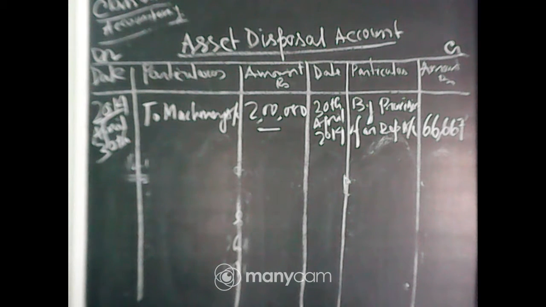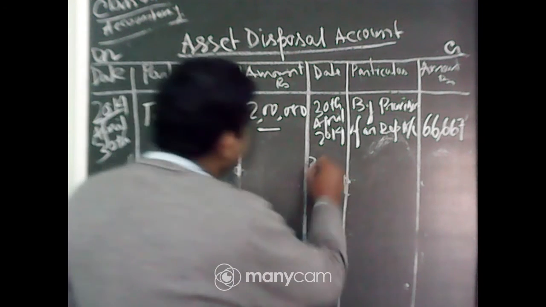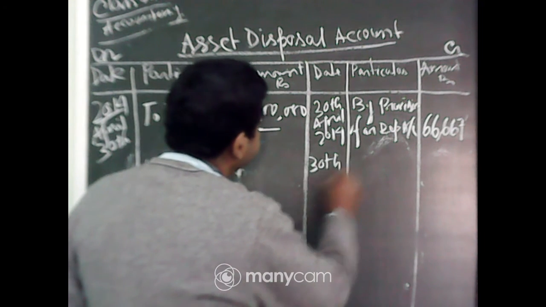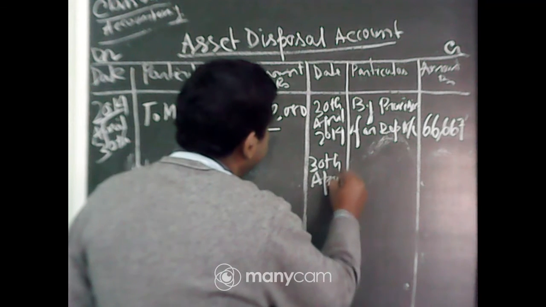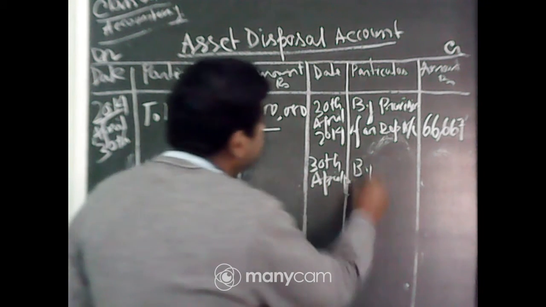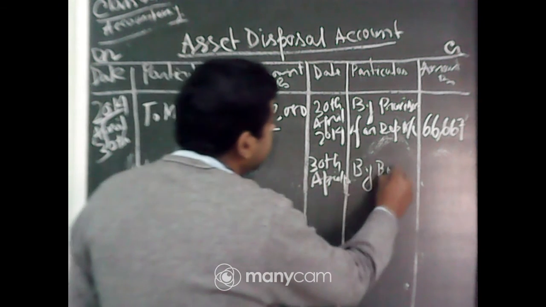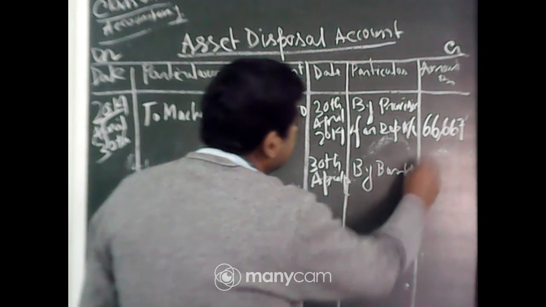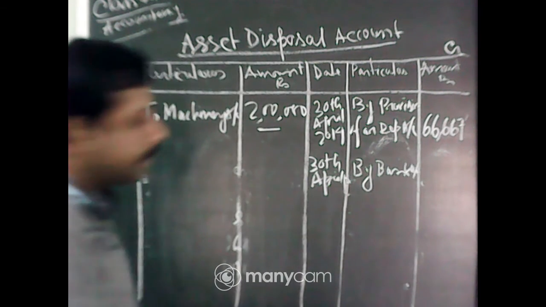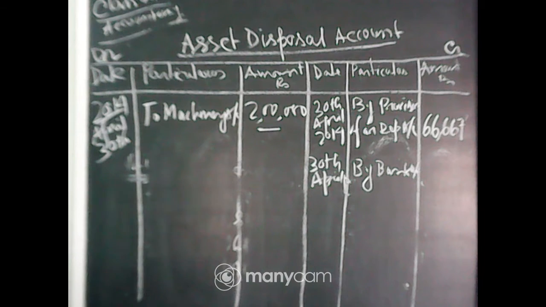Now they sell the machinery at a price of rupees 75,000. The date is the same, 30th April. Now, bank account debit to asset disposal account. Earlier, what we had done was bank account debit to machine account. Here we have opened a particular account for this particular sale of the machine. So bank account debit to asset disposal account, that is 75,000.